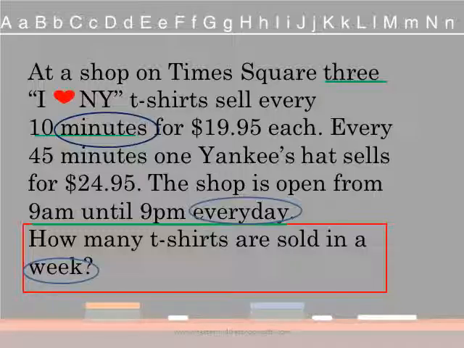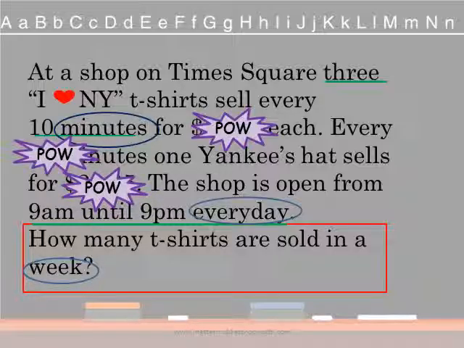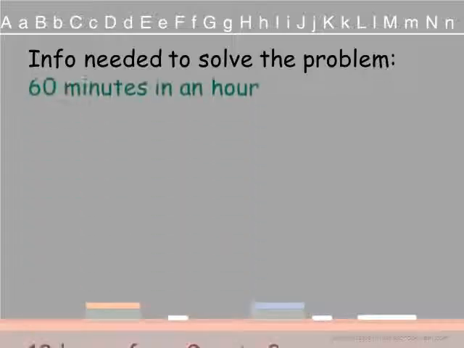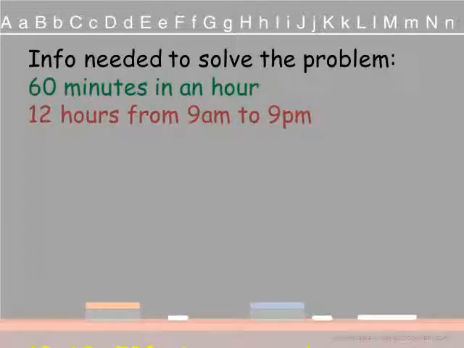The information that we can knock out of there so that we don't get confused is $19.95 each, so just knock that out of the picture. You don't need to know that because they're not asking about cost, just about how many. And the Yankees hats, all the information about the Yankee hats you can just knock out of there because they're not asking us about Yankee hats. They're just talking about t-shirts. So here's the information needed to solve our problem. There are 60 minutes in an hour, and there are 12 hours from 9 a.m.